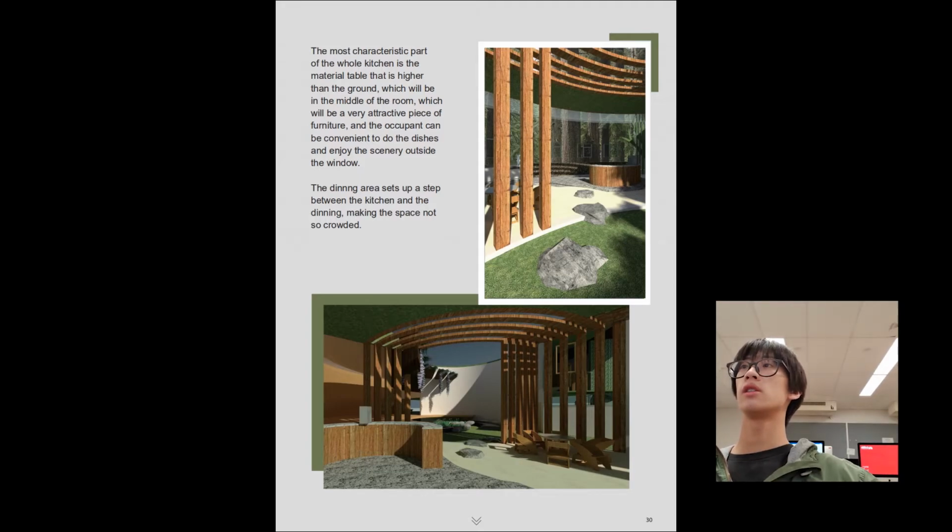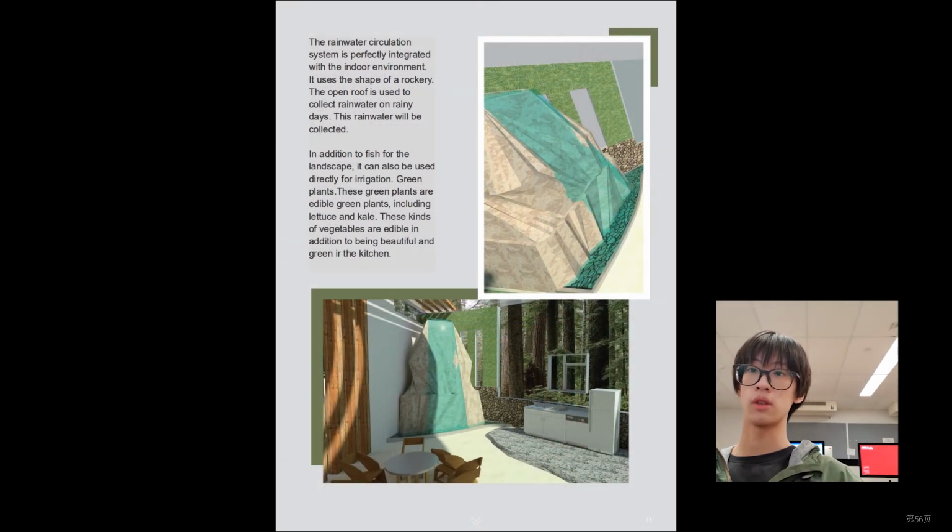The most characteristic part of the whole kitchen is a marble table that is higher than the ground, used for people to cook and prepare the food. It's in the middle of the room, which will be a very attentive piece of furniture, and the occupant can conveniently do the dishes and enjoy the view outside the window. The dining area sets up a step between the kitchen and the living part, which makes the space not too crowded.